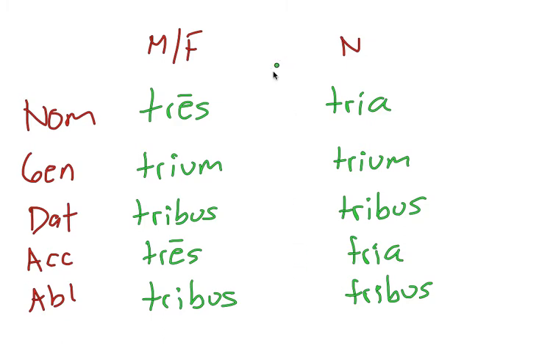So really the only difference is the nominative for neuter changing to an ia in the plural. And that is how we decline unus, duo, and tres.